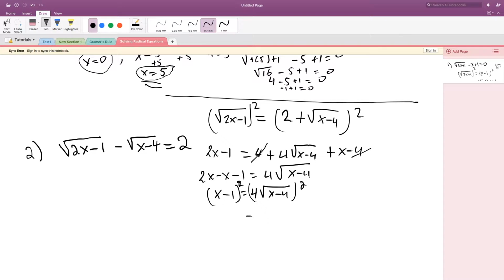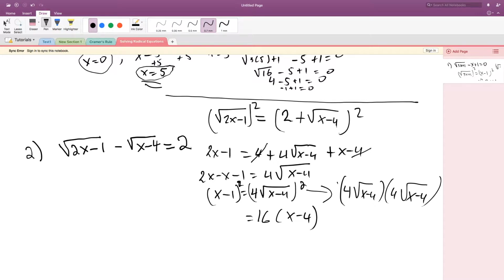Now if you do, be careful, the 4 becomes 16 times bracket x minus 4. Why does it become that? Because this just means 4 square root x minus 4 times 4 square root x minus 4. So 4 times 4 is what's giving us the 16, and square root of x minus 4 times square root of x minus 4 gives us just x minus 4. And here I'm going to expand this. Again, I'm going to get plus 1. So just make sure to properly expand this.